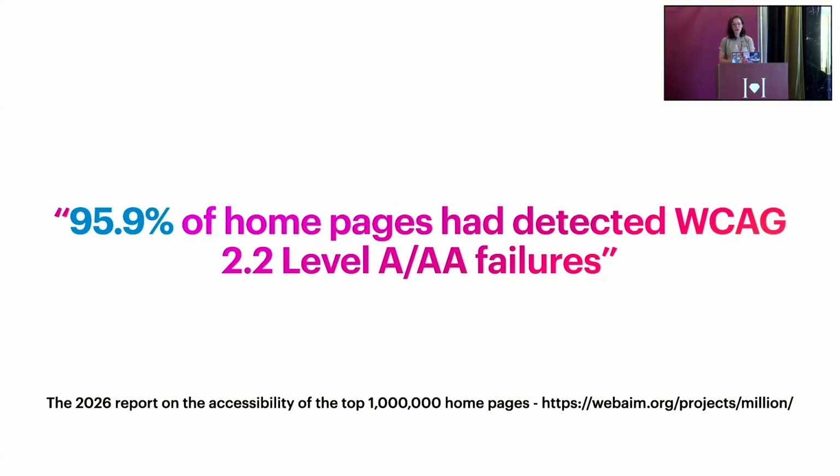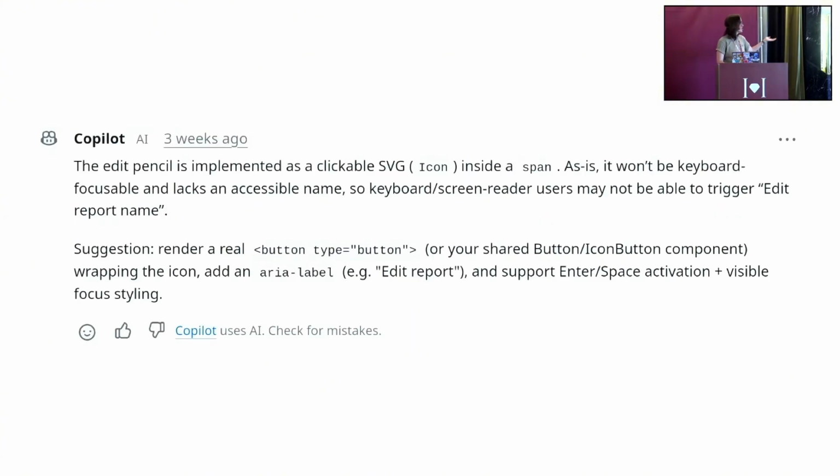So what can we do? I got this screenshot from a friend. Even Copilot will tell you what's wrong when it comes to accessibility. We just need to make our agents conscious about it. So it's getting worse. We can discuss why later.